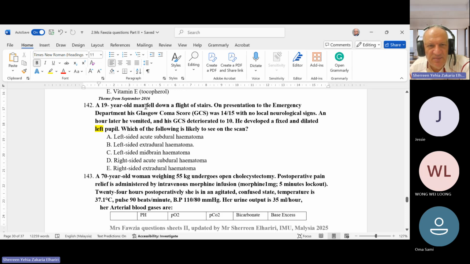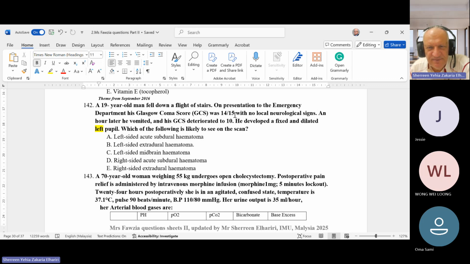A 19 years old man falls down a flight of stairs. On presentation to the emergency department, Glasgow scale 14/15, so it is good. No local neurological signs. An hour later, he vomits. Glasgow scale deteriorated, becomes 10. Fixed, dilated left pupil. It is important to know, if the patient has whatever the lesion, like extradural or paralysis on the other side, which pupil is dilated, the same side or the other side?